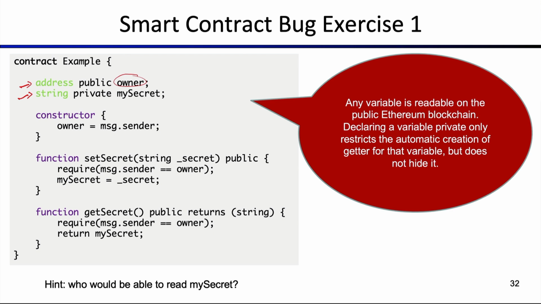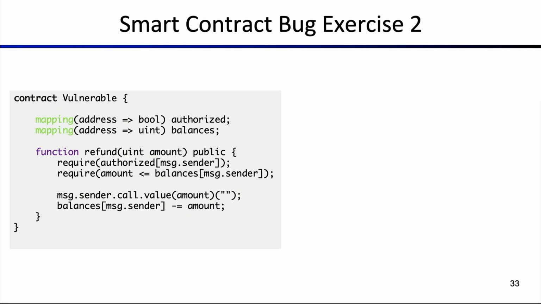Obviously, you could argue that's not a bug. It's just how Solidity is defined. But we understand a bug here to mean that the programmer thought mySecret was actually a private variable, while it's not. Let's move on to smart contract bug exercise number 2.